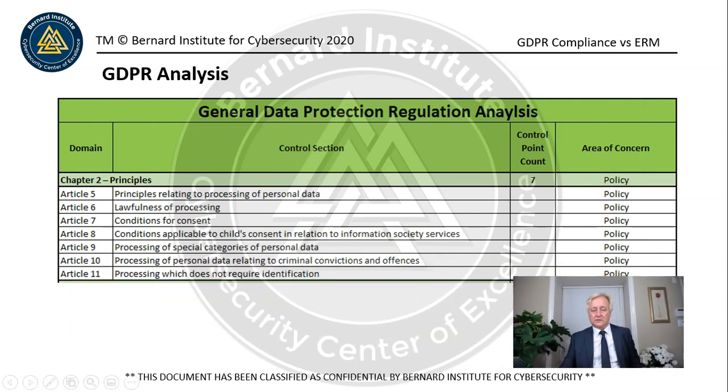Here under Article 5 through 11, I've gone through and I see policies. We need lots of new policies. Principles relating to processing of personal information. We need to document lawful process. We need to document that as a policy for our organization. Conditions of consent is a new policy.